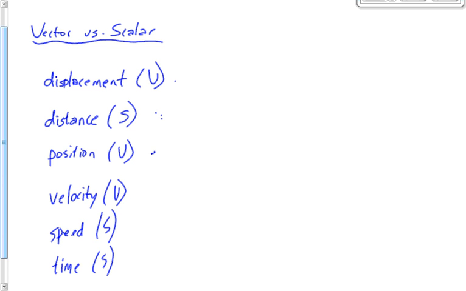Displacement is the change in position. So if we call distance delta d, and we call position d with a little arrow over it indicating a vector, displacement would be delta d with a little arrow over it. The change in position: where I am now relative to where I was, how much my position has changed by. And of course, if position is a vector, then displacement is going to be a vector as well. Time, delta t. Speed, how fast something is moving. Velocity, the rate of change of position.